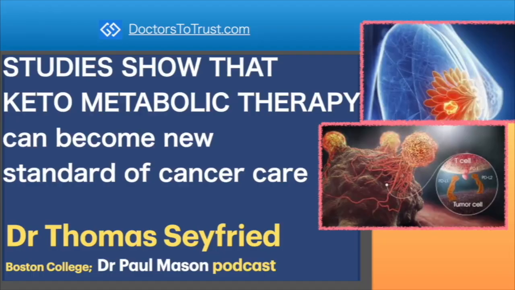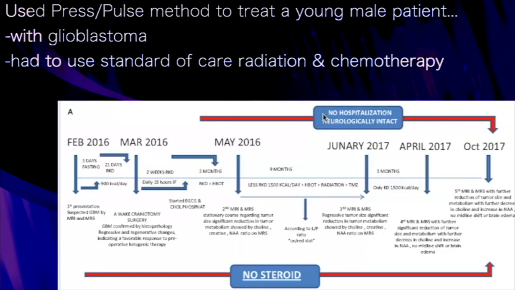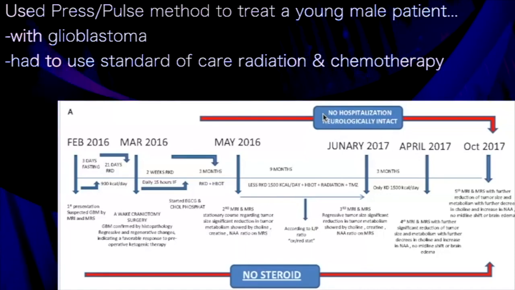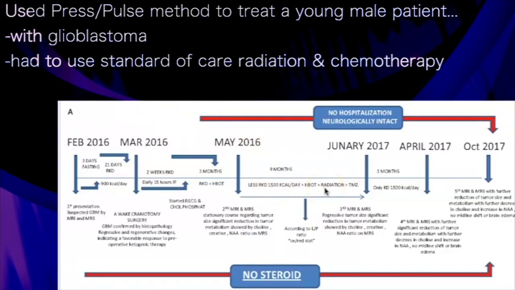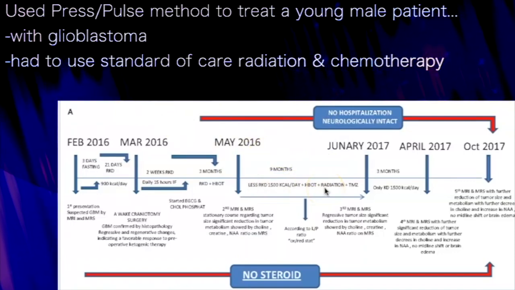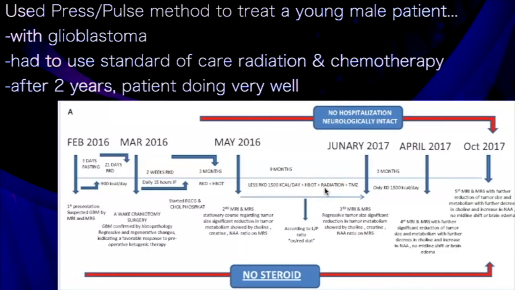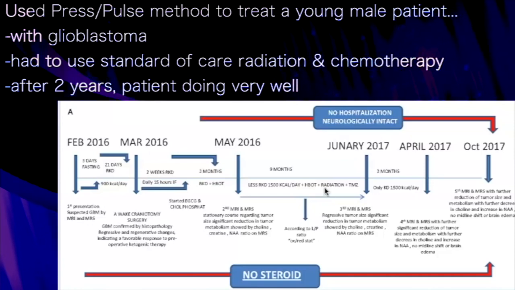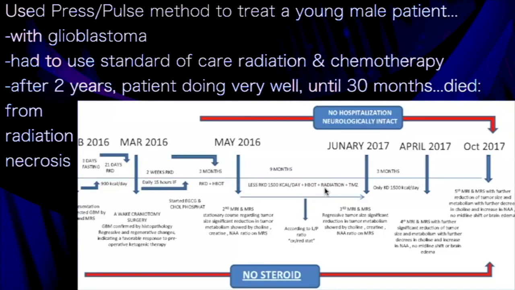And we also then used this same concept, the press-pulse metabolic strategy, to treat a young man with glioblastoma from Egypt. The patient was doing remarkably well. Unfortunately, we had to use standard of care, which involved radiation and chemotherapy. But he survived most of that quite well using the press-pulse metabolic therapy. And we published this paper after 2 years. The patient was doing very, very well. But unfortunately, the patient expired at 30 months, dying relatively quickly.